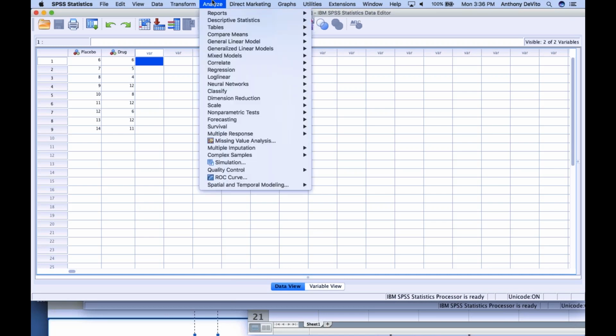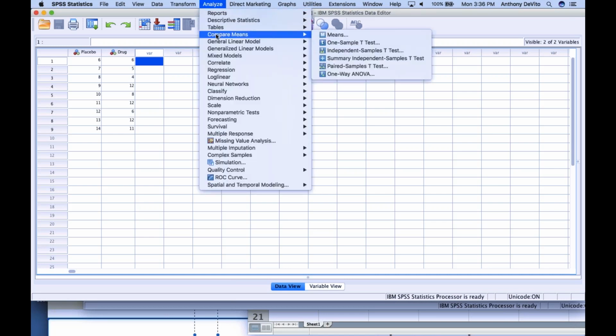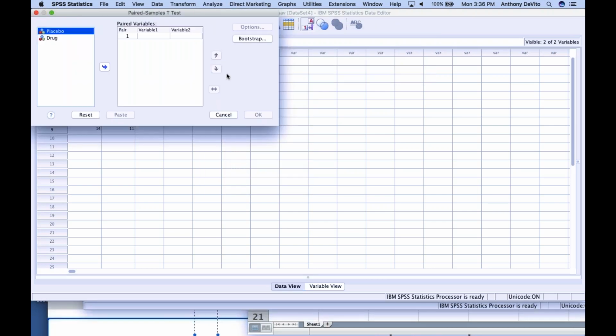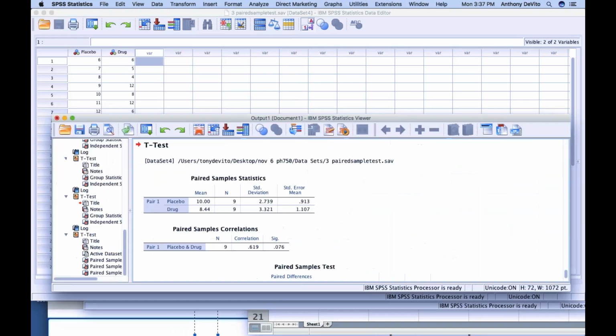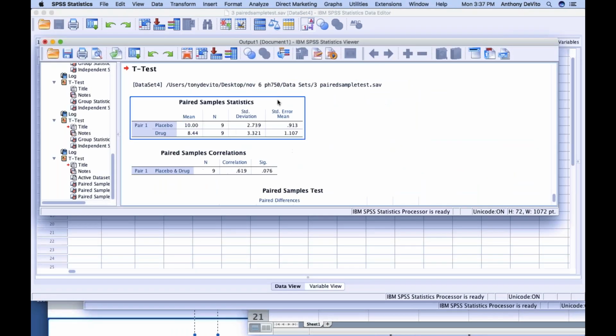So how do we do that? We go up to Analyze, Compare Means, Paired Sample t-test. And we tell SPSS which 2 groups we are pairing. We're pairing the placebo values, when that person took the placebo, with the measurement we got when that same person took the drug. And we click OK, and it does our analysis for us.